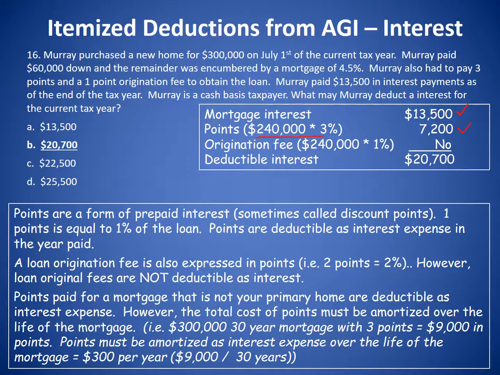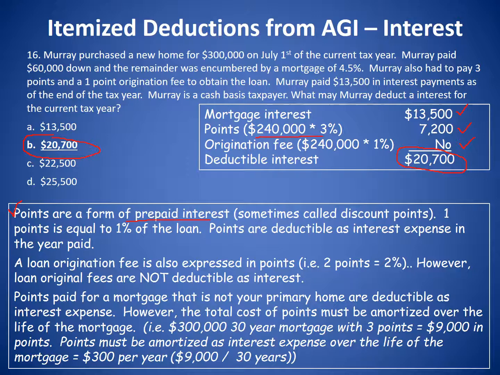The origination fee is again simply a fee for the mortgage, so it's not considered interest. So it's 1 point of $240,000, but that cannot be deducted as part of interest expense. So the total amount is $20,700, which is B, the $20,700. Now, what we need to remember in this case is that points are a form of prepaid interest.